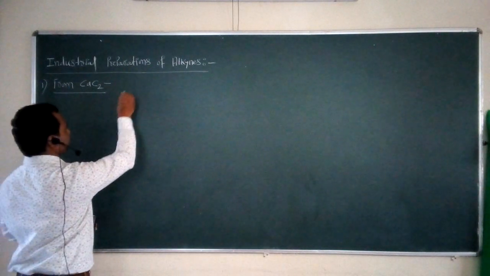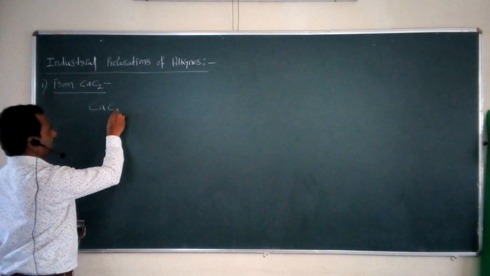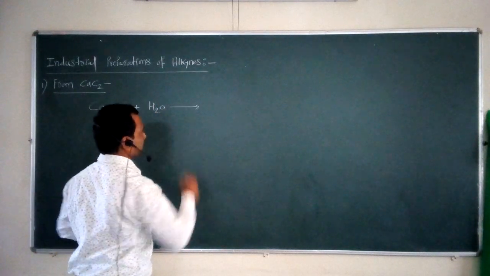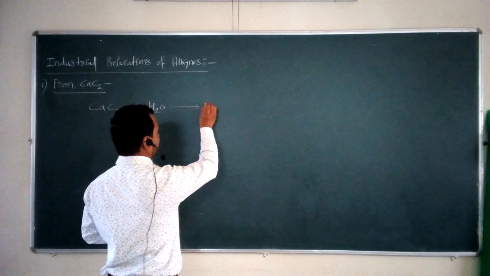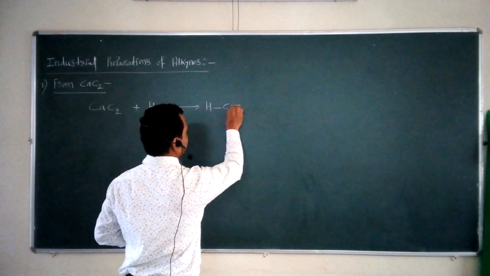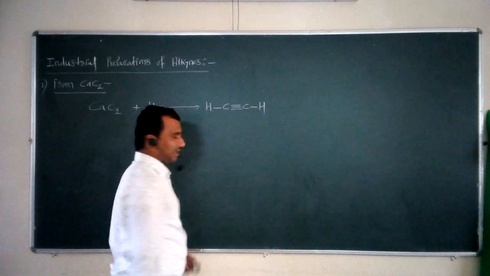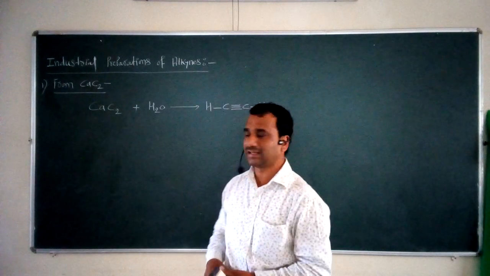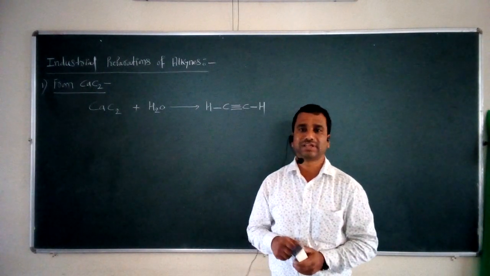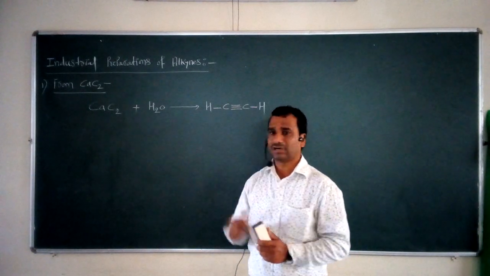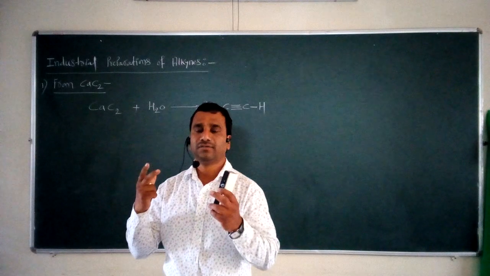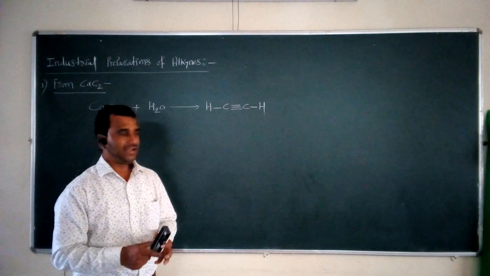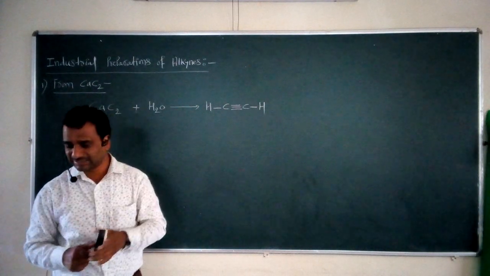This calcium carbide reacts with the water molecule, that is H2O. After the reaction of this calcium carbide and H2O, a compound is formed, and that compound is H single bond C triple bond CH. This compound is nothing but the alkyne, that is acetylene. So acetylene can be formed by the reaction of calcium carbide with the water molecule. This acetylene is the first member of the alkyne family. So this is a very simple method for the formation of alkynes, especially acetylene, from calcium carbide.